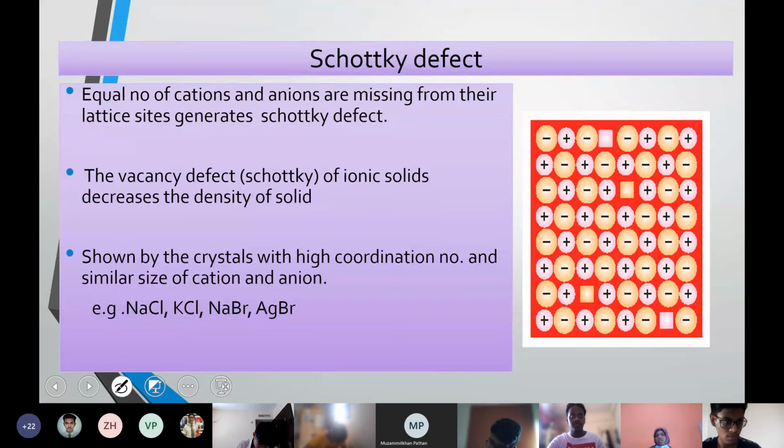Schottky defect is the shortage or missing of an equal number of positive and negative ions from the crystal lattice arrangement. Due to the missing particles, density decreases but electrical neutrality is maintained. This kind of defect is shown by crystals with a high coordination number and also comparable sizes of anions and cations. So that is Schottky defect. Am I clear?